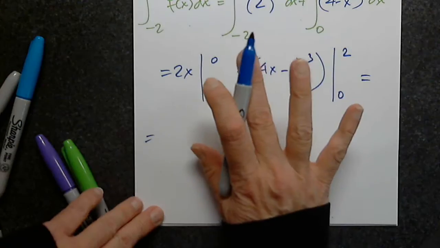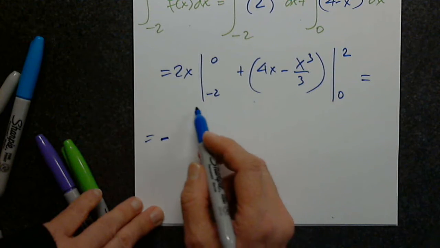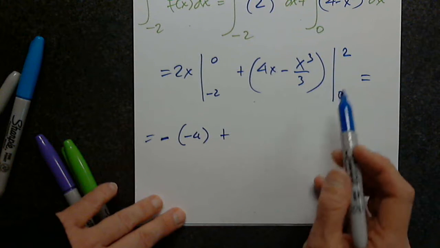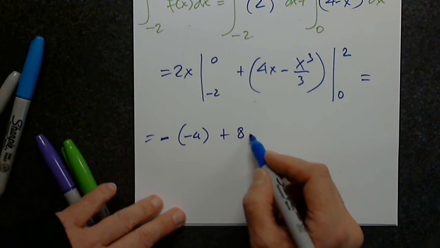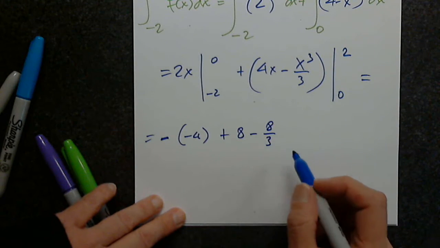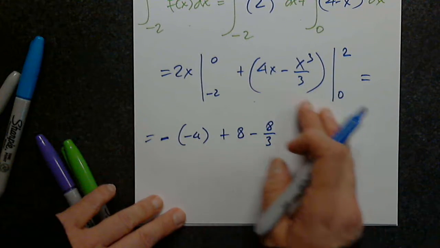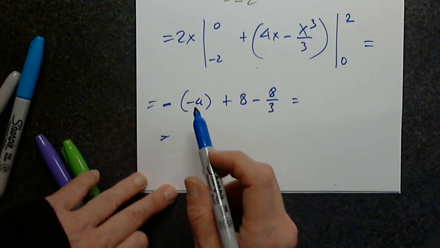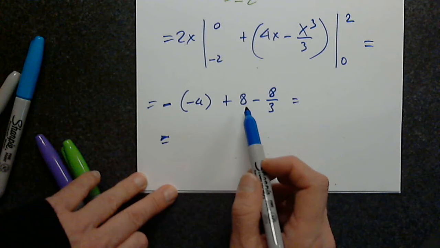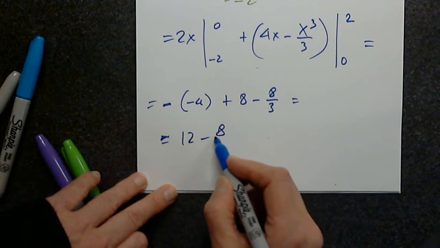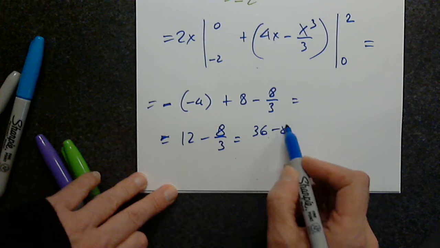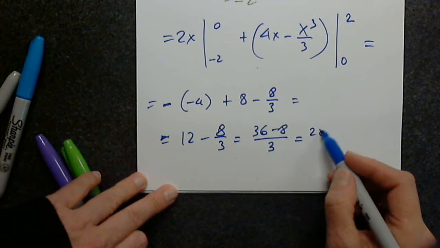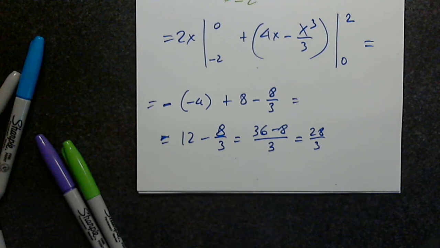So when I plug in 0, I get 0, but minus when I plug in the lower limit I get negative 4. Plus, when I plug in 2, I get 8 minus 8/3. But there is no need to write minus because when I plug in 0, I get 0. So this will be 4 plus 8, which is 12, minus 8/3. So this is 36 minus 8 over 3. And I think I get, what do I get, 28 over 3? Correct my numbers.